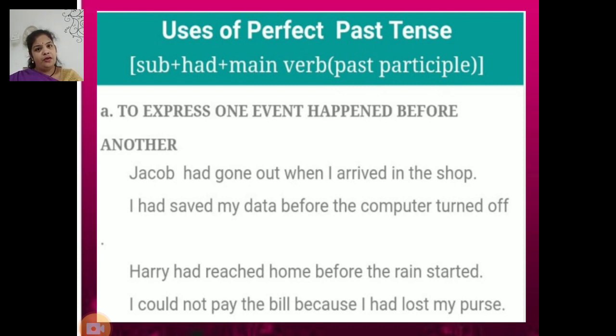The structure of past perfect tense is subject plus had plus main verb, meaning verb in past participle, plus object. Now let's study uses of past perfect tense. We use past perfect tense to express one event happened before another. Let's study some examples in the form of sentences.